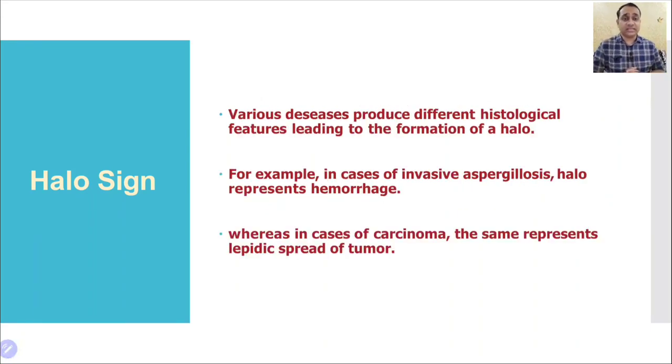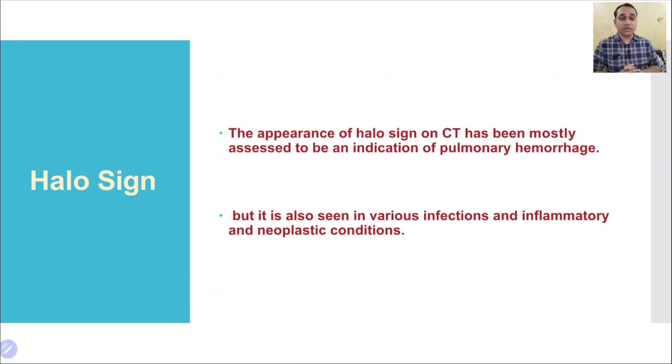So there are various diseases which produce different histological features leading to the formation of the halo. The pathological reason behind the formation of the halo sign is different for different diseases. For example, in case of invasive aspergillosis, halo represents the hemorrhage, whereas in case of carcinoma, the halo represents the lepidic spread of the tumor. The appearance of the halo sign on CT scan is mostly assumed to be an indication of pulmonary hemorrhage, but it can also be seen in various infections, inflammatory as well as neoplastic conditions.